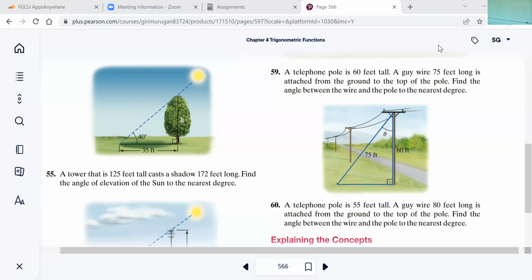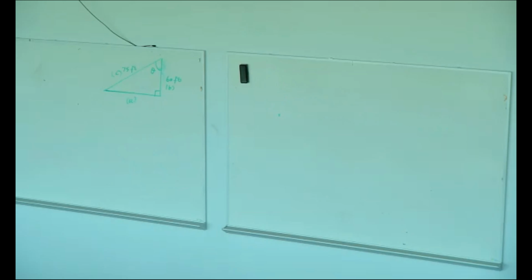We are going to do number 59, or you will try. A telephone pole is 60 feet tall. A guide wire 75 feet long is attached from the ground to the top of the pole. Find the angle between the wire and pole to the nearest degree.